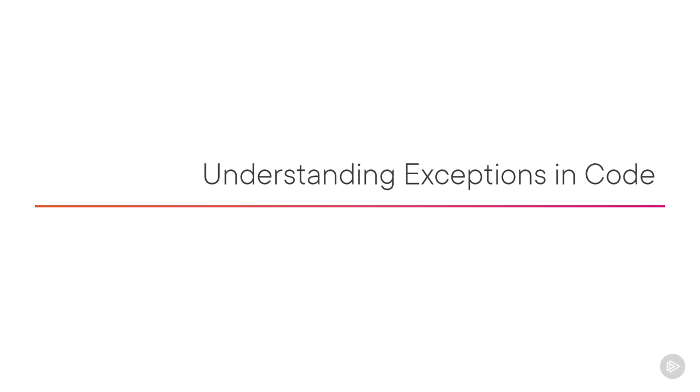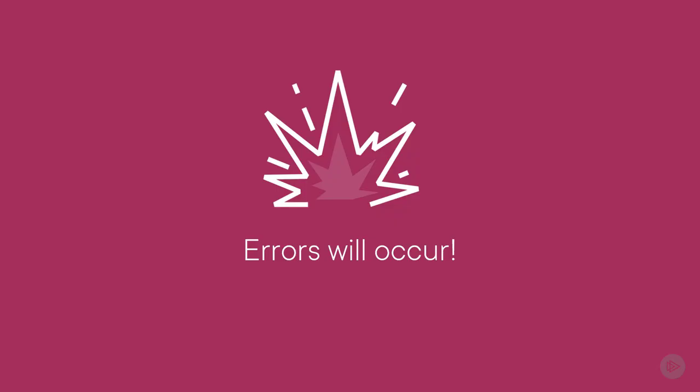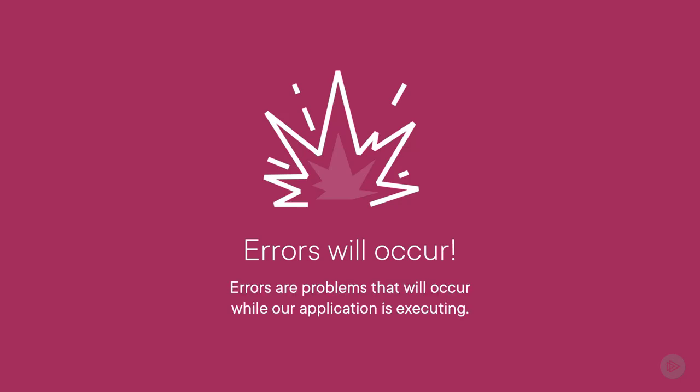So to get started, let's first try to understand the concept of exceptions a bit more. Like I mentioned in the introduction, no matter how much we try, we will fail at catching all types of errors in the code we write. Errors can and will occur while applications are executing. We can think of an error as any problem that may occur and will prohibit the application from executing normally.